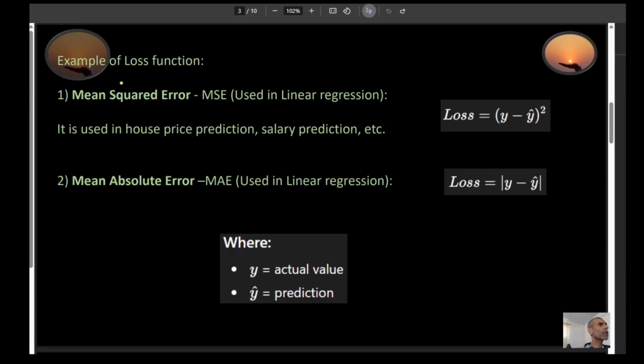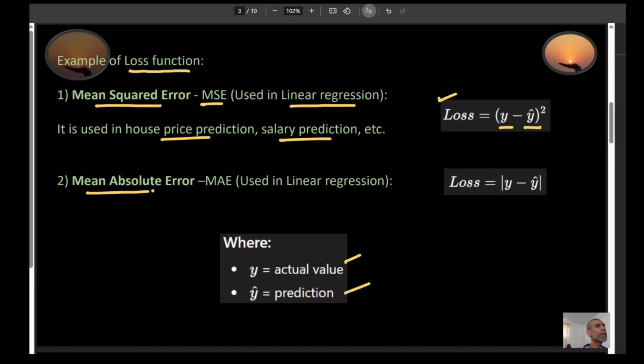Now let's take a look at some examples of loss functions. One of them is mean squared error, MSE. This one is used in linear regression. This is how your loss function looks. In this case, your loss is going to be your actual value of y minus the predicted value of y, and then you square that. Your y is the actual value, and the prediction is your y hat. This one is used for house price prediction and salary prediction.